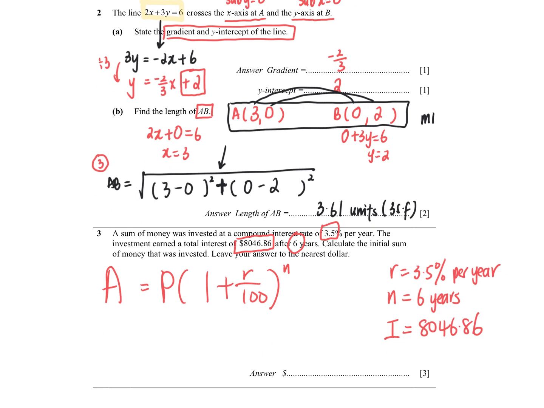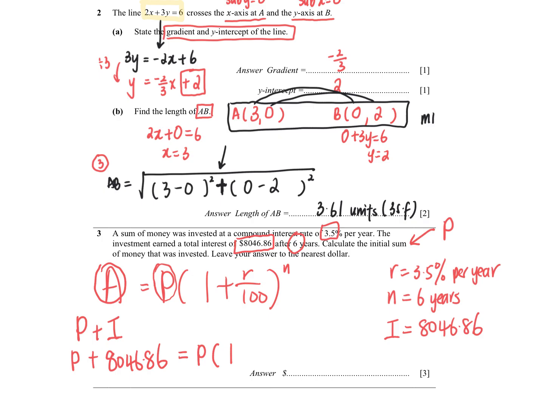My mission is to find out what is P, initial sum. So I want to solve for this. Amount is always the principal that you put in plus the interest. So what I sub in is this thing. Okay, this is the thing that I have. Okay, and then I still don't know what this is, but I know this thing.